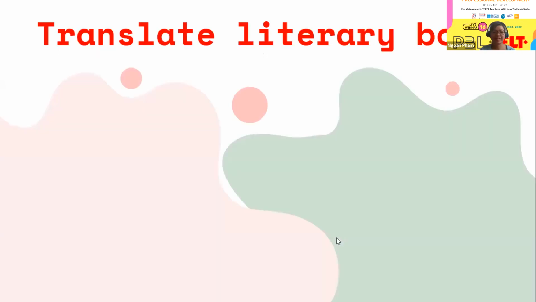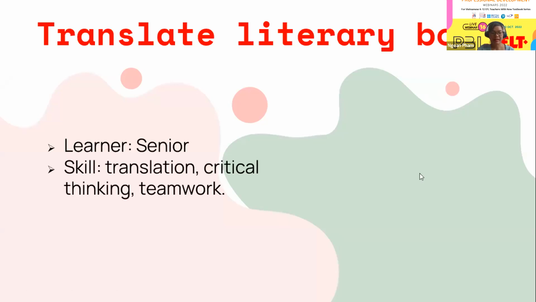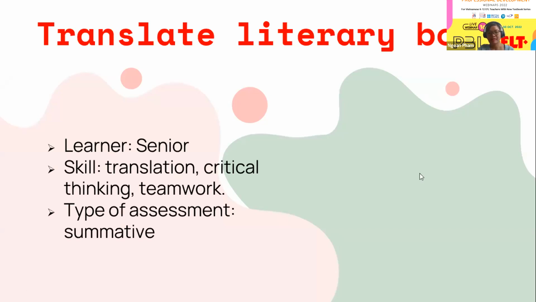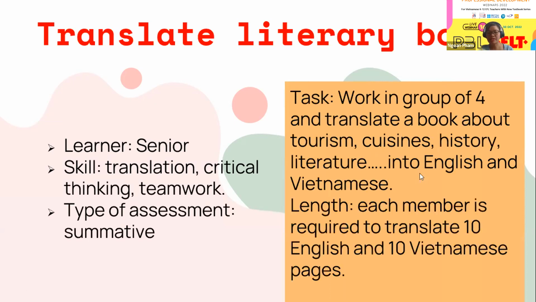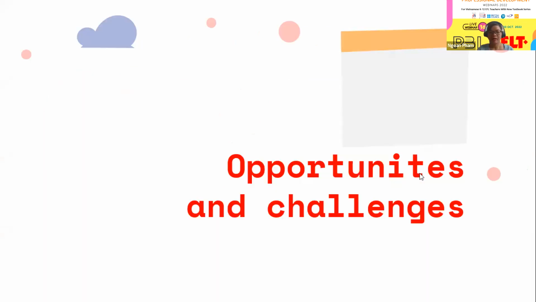The last project is literary books translation. I applied it for the senior students, and its objective is to improve translation, critical thinking, and teamwork skills. This is the final project. They work in groups of 4 and translate a book about tourism, cuisine, history, and literature, what they have to learn during the course, into English and Vietnamese. Each member is required to translate 10 English and 10 Vietnamese pages, and the duration is 1 to 2 months.